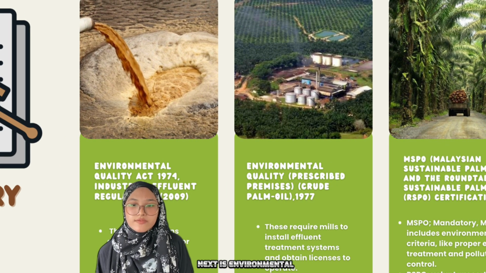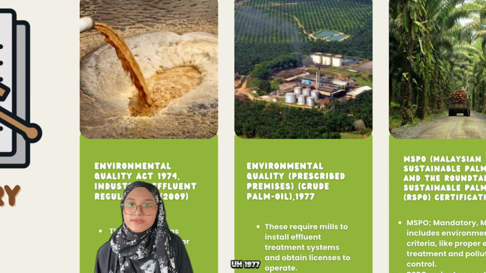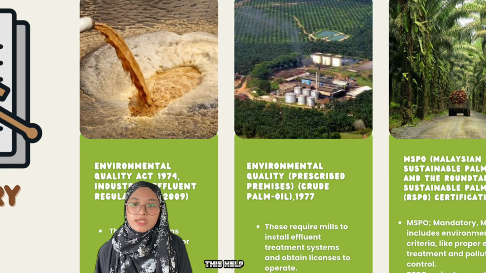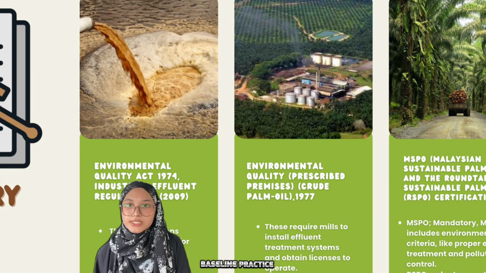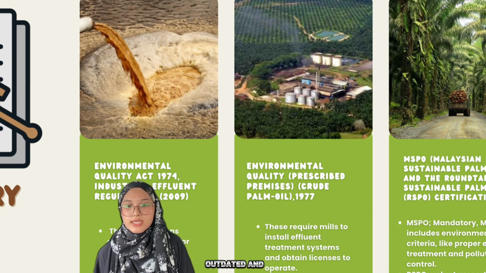Next is the Environmental Quality Prescribed Premises, Crude Palm Oil, 1977. It requires mills to install effluent treatment systems and obtain a license to operate. This helps establish baseline practice across the country, but many systems may be outdated and need upgrading.